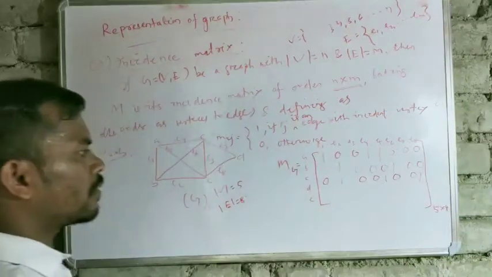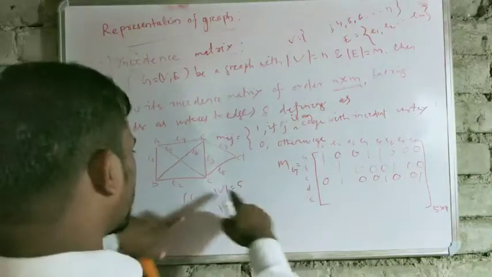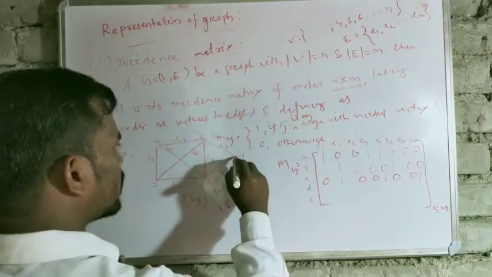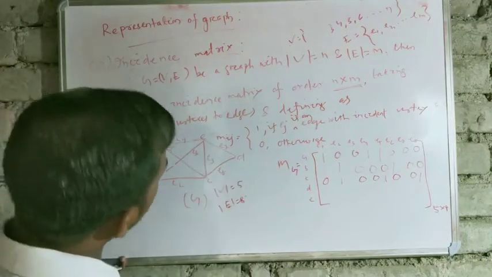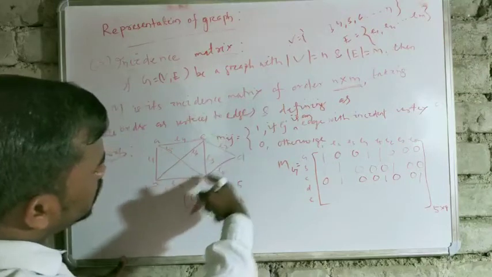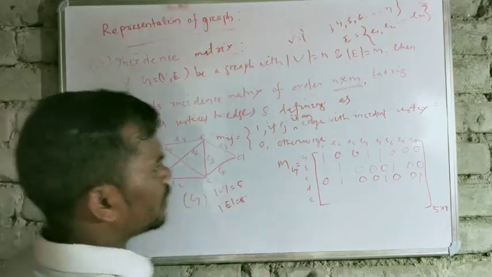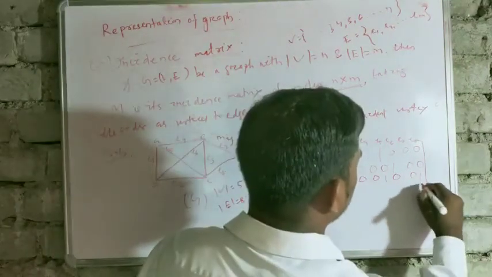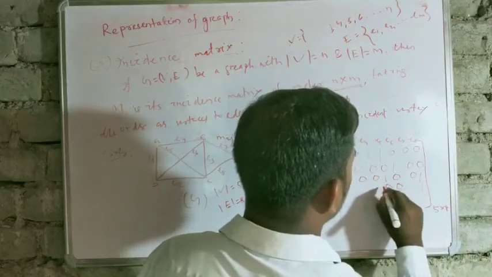Now for fourth row and D vertex, this is the incident vertex of E7 and E8. E7, E8, and rest are 0.